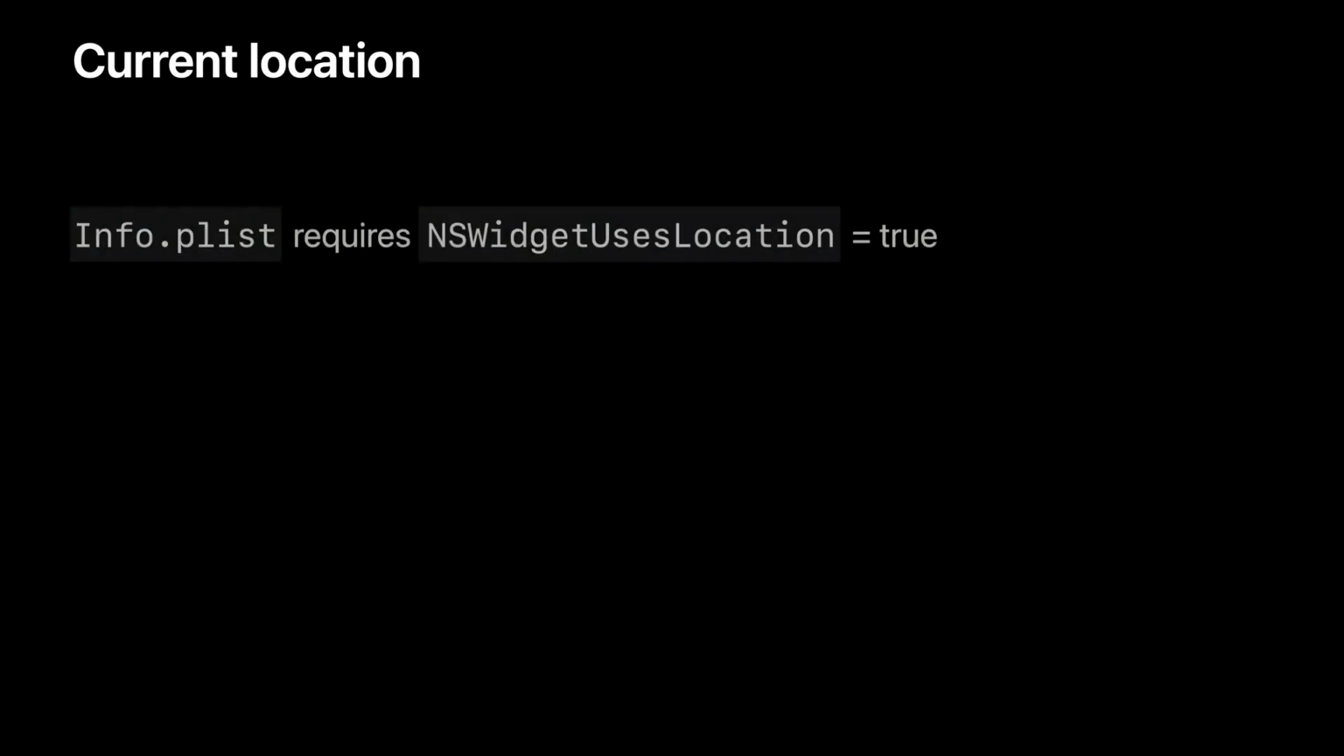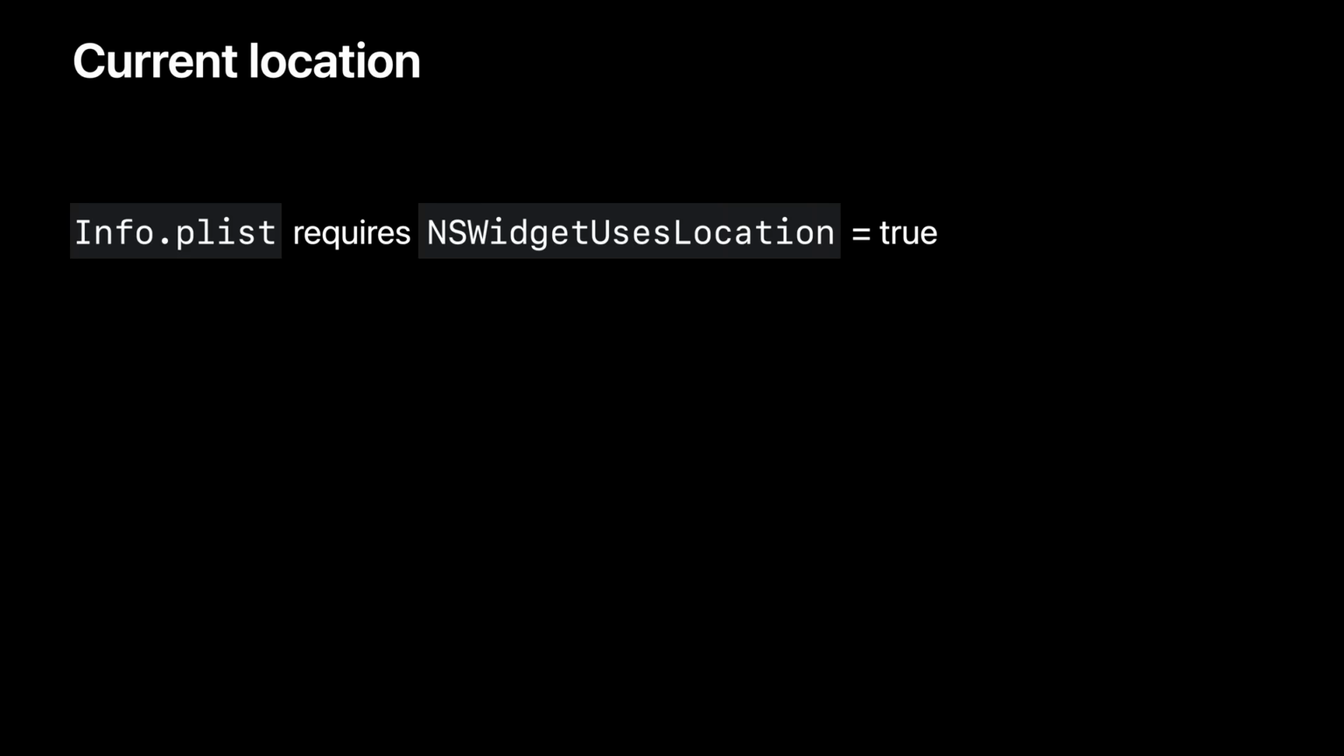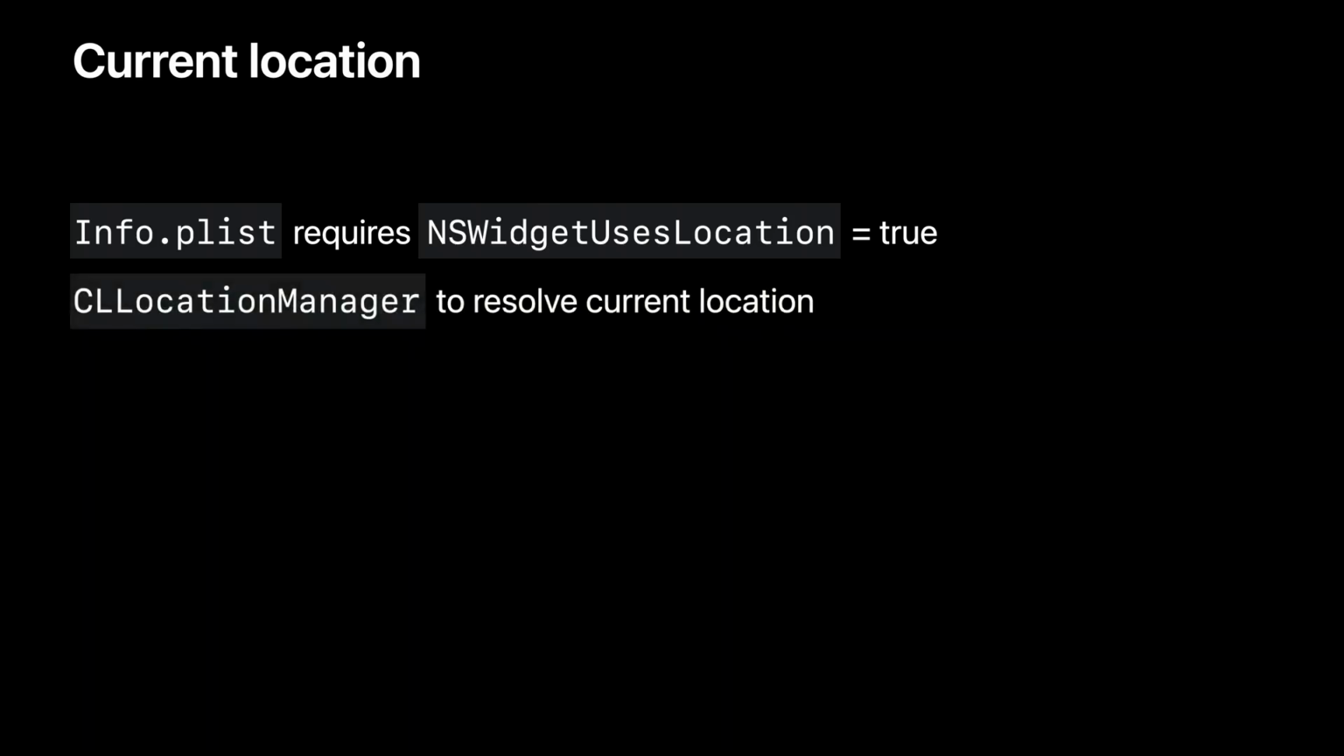Now to fetch current location in your widget, there's only a few steps required. First, you need to specify the NSWidgetUsesLocation key in your Info.plist. This lets the system know that you'll be using location from your widget extension. Secondly, use the CLLocationManager as you would normally, except this time from your timeline provider in your widget extension.